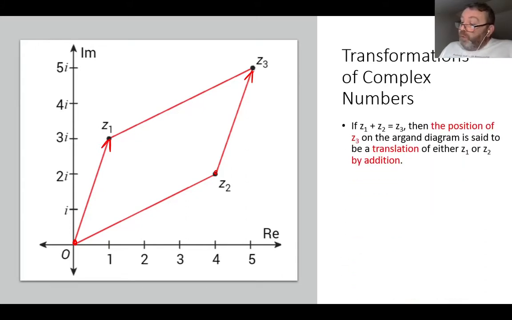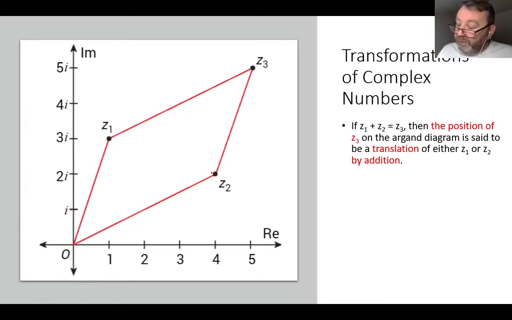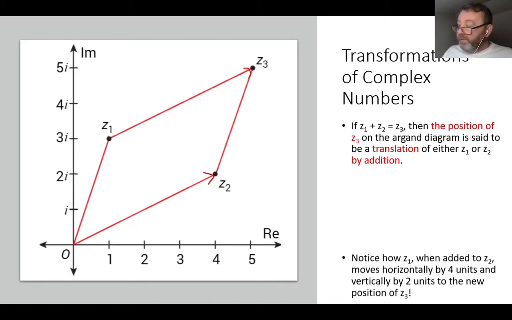So Z1 plus Z2 equals Z3. The position of Z3 on the Argand diagram is said to be a translation of either Z1 or Z2 by addition. So 0 to Z1, Z2 to Z3. Or, as I told you already, the other one, 0 to Z2 and Z1 to Z3. Either way, we end up in the same place. So when you add two complex numbers together, it's what we call translation of a complex number by addition.